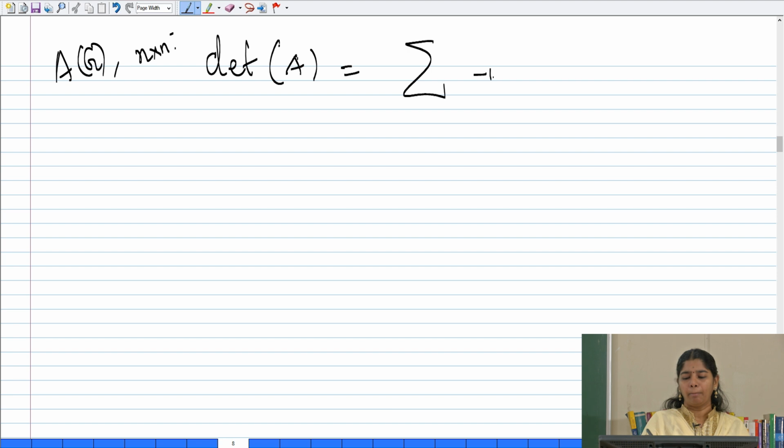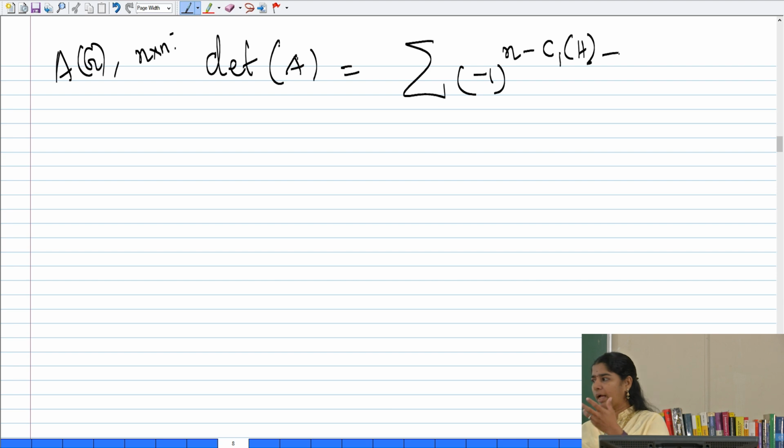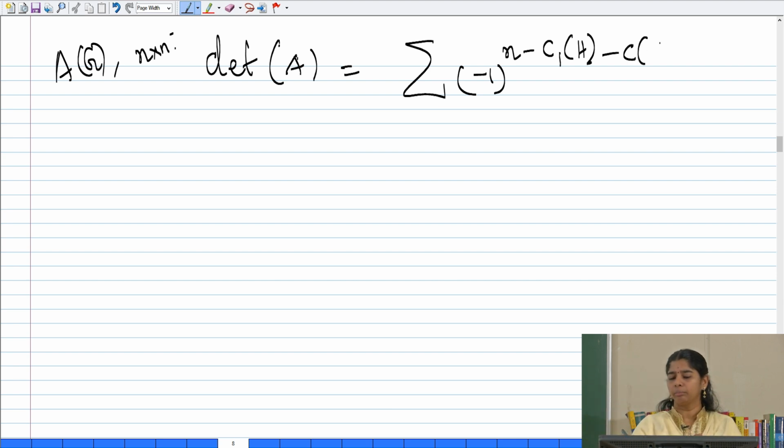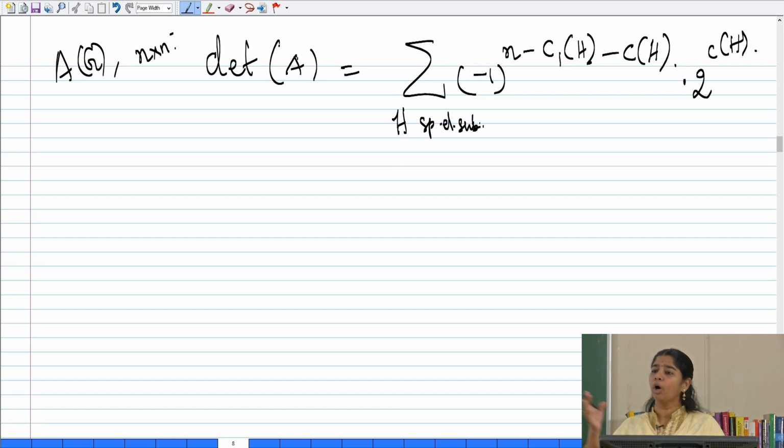summation over minus 1 to the power of n minus C1 of H, the number of edges as components in H, and minus C of H, the number of cycles as components in H, into 2 to the power of C of H. That is the number of cycles that is possible. Where H is nothing but a spanning elementary subgraph of G. The summation is taken over all possible spanning elementary subgraphs.